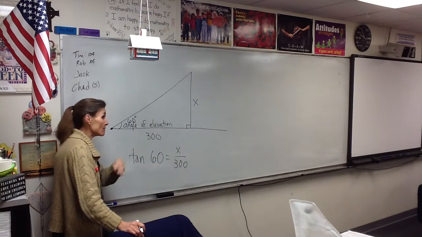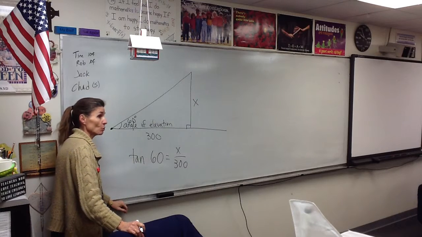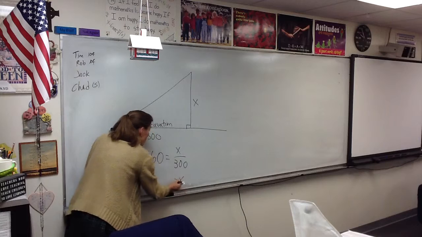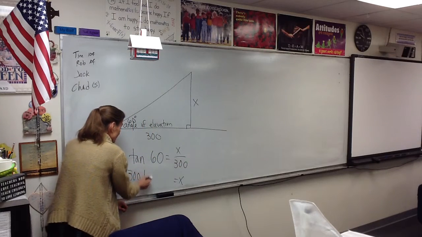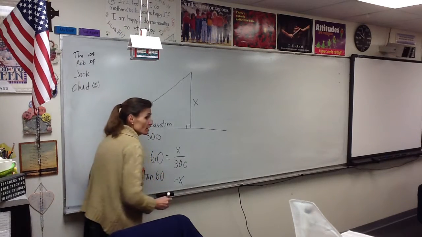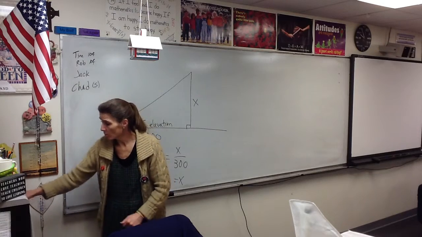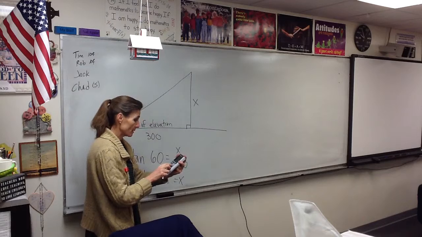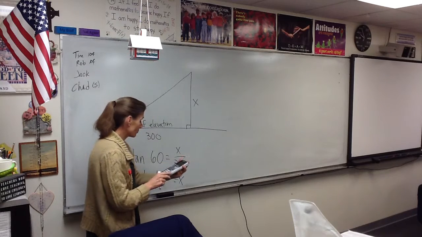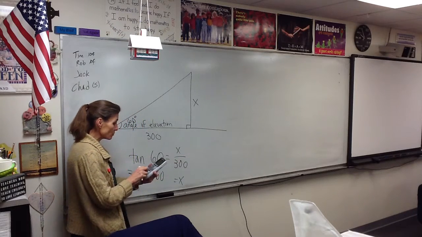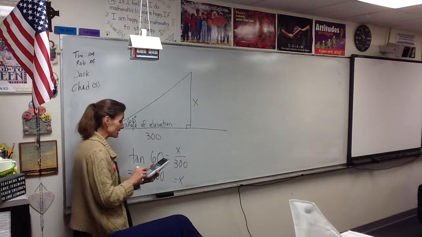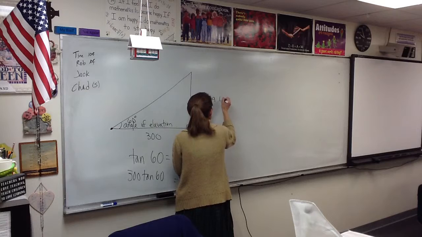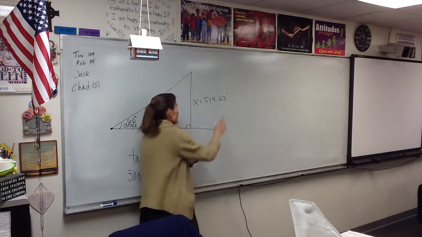Now, you're going to be able to use a calculator on all of these word problems. So we're going to solve for x. So won't we just multiply by 300? So we will just type into our calculator. Please make sure you're in degrees first. Set your calculator in degrees. And type 300 tan 60. The height of that cathedral is 519.62 feet.